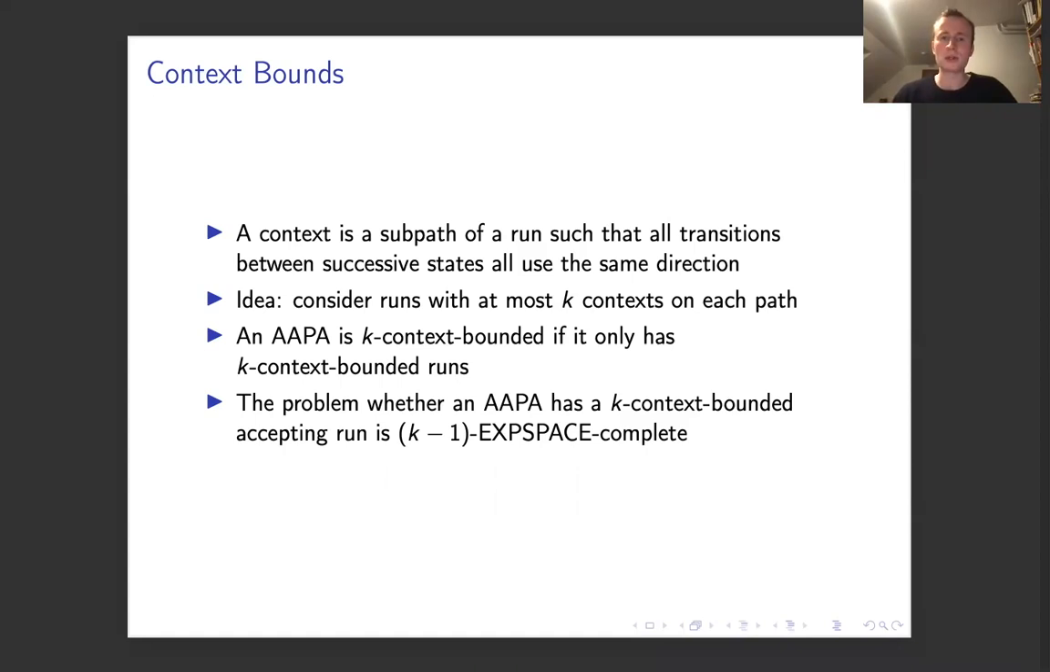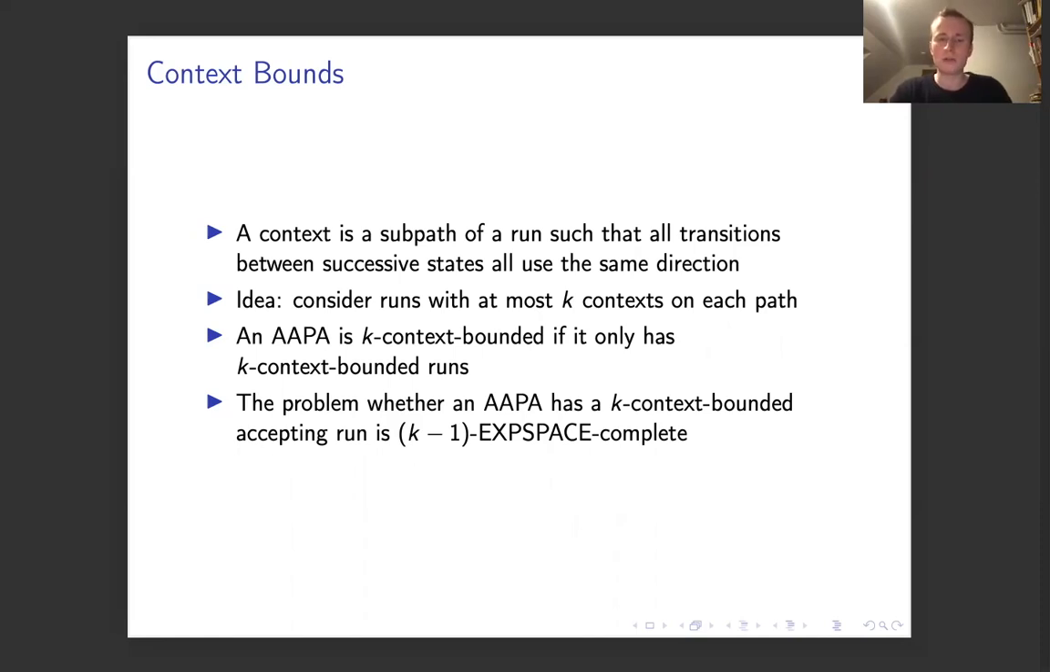And we want to consider now only runs with at most k contexts on every path. And we can again ask whether an AAPA has a k context bounded run. And this is indeed decidable, albeit with much higher complexity than the matching problem for k-synchronous runs.